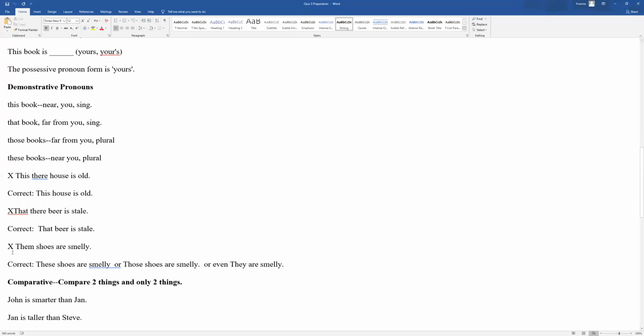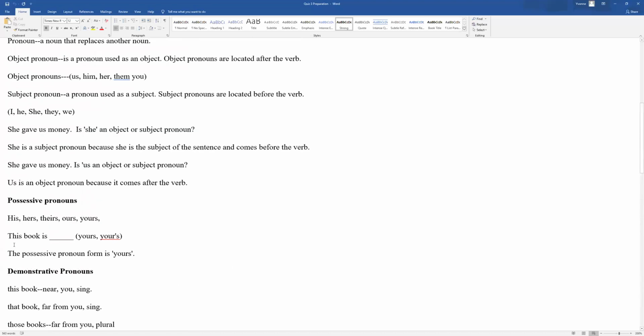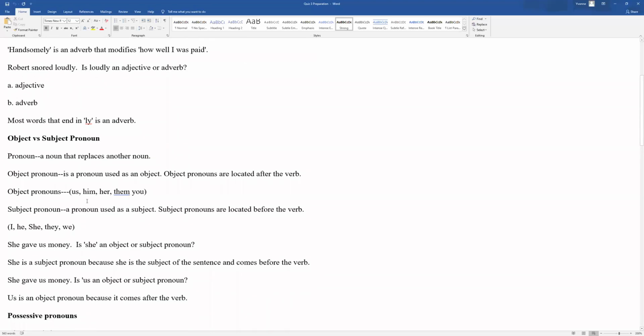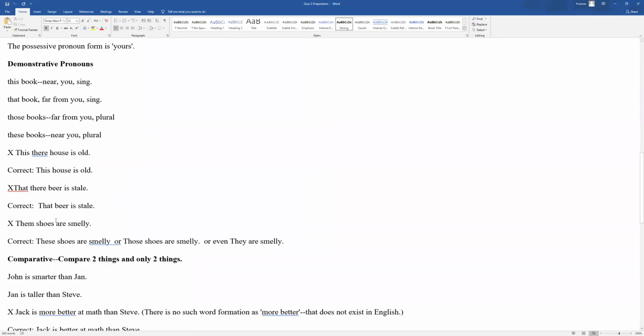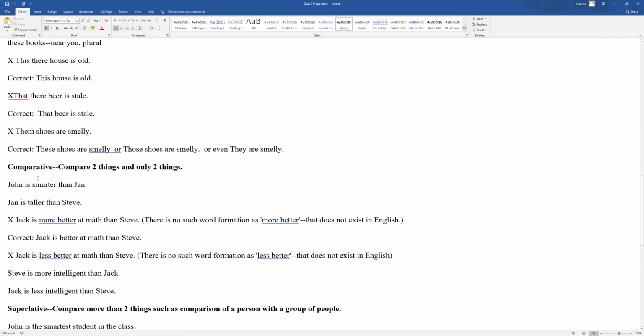And the reason why we don't use them is because them, as you remember from our previous discussion, is an object pronoun. Object pronouns always come after the verb. And here with them, the verb is are, and them is before the verb. So you know it's wrong. Never put an object pronoun before the verb. That just doesn't happen.